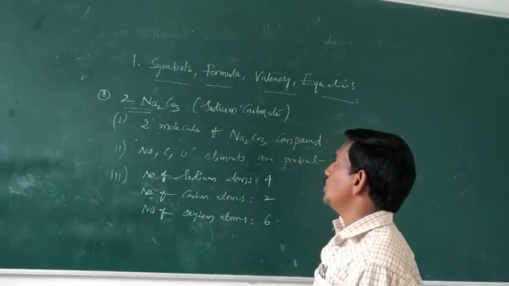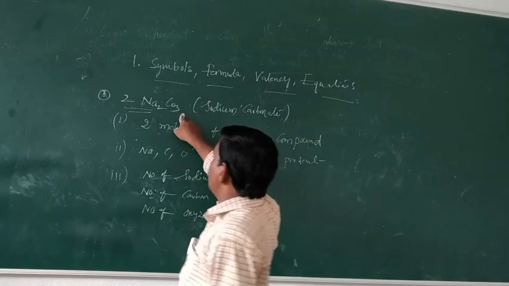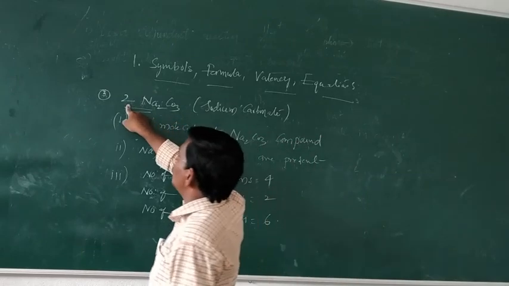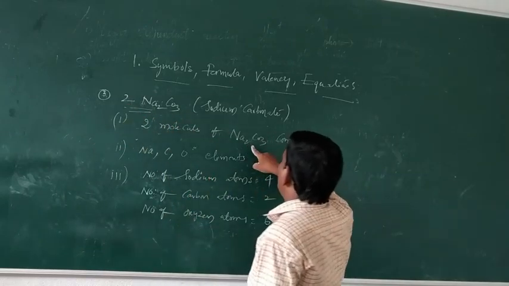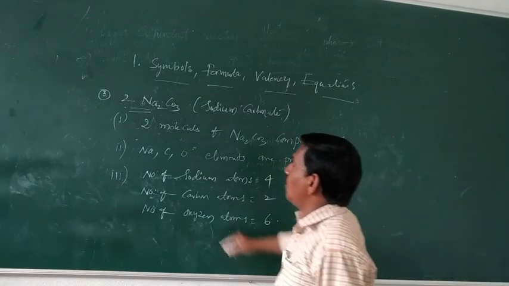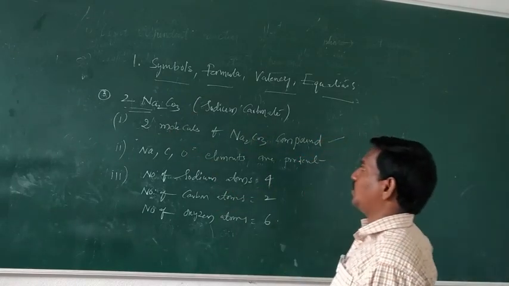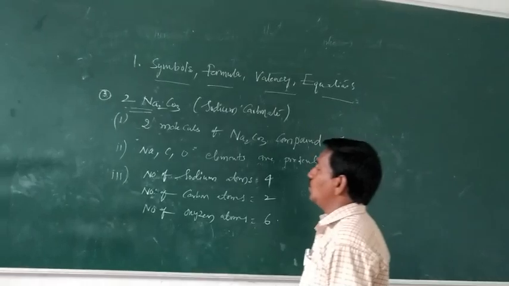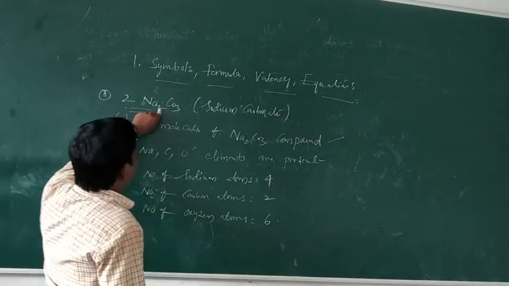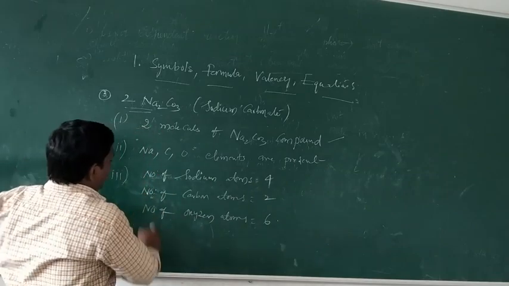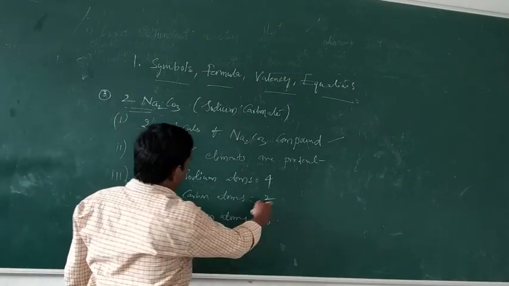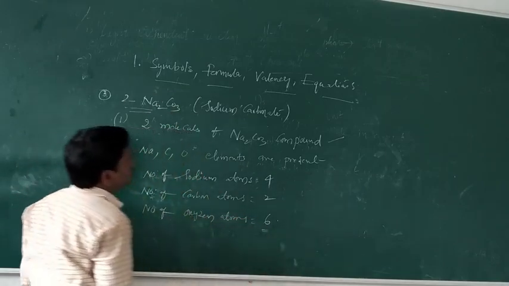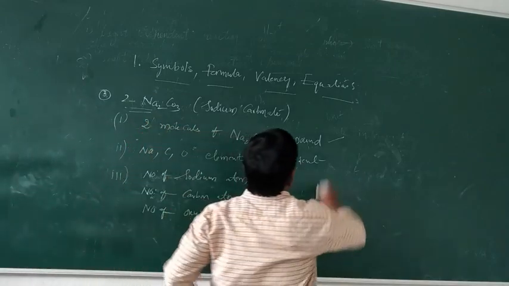Sodium carbonate. In sodium carbonate, how many molecules are there? 2 molecules of Na2CO3 compound are there, and which elements are there in compound Na2CO3? Sodium, carbon and oxygen. So number of sodium atoms, 2 2s are 4, number of carbon atoms 2, number of oxygen atoms 2 3s are 6.